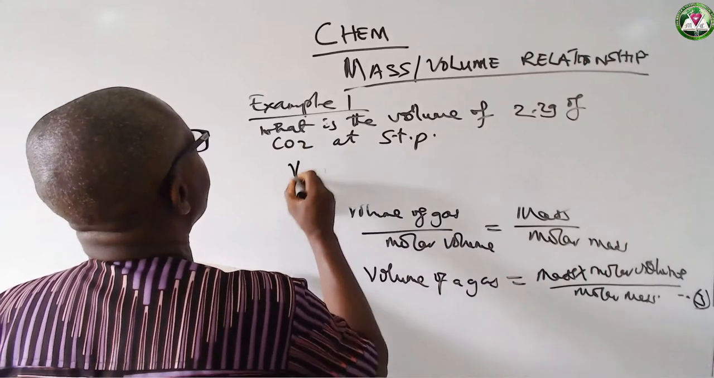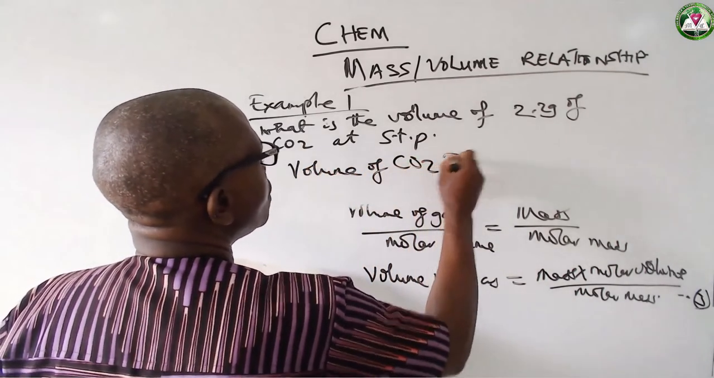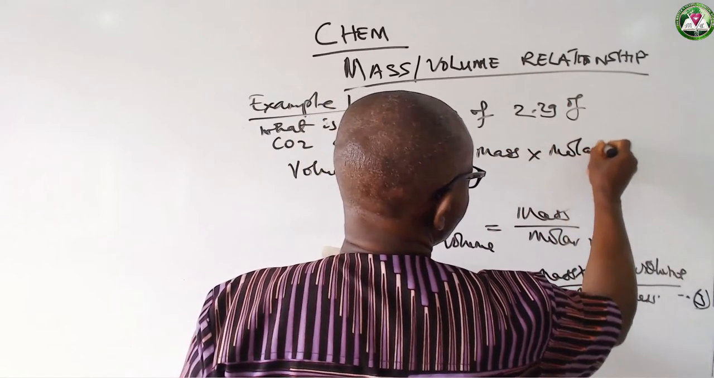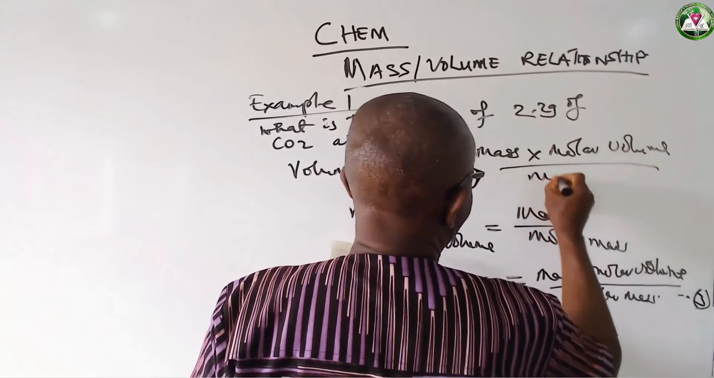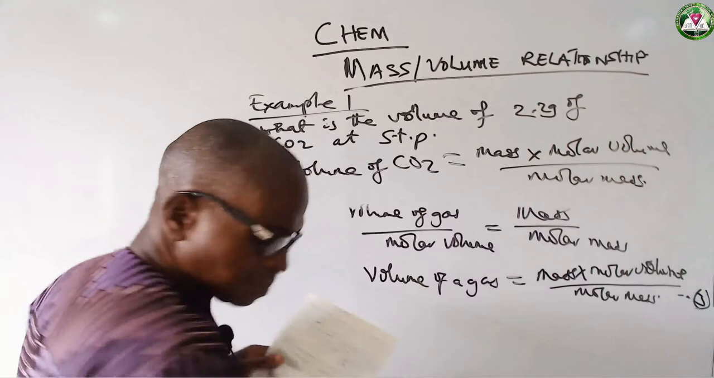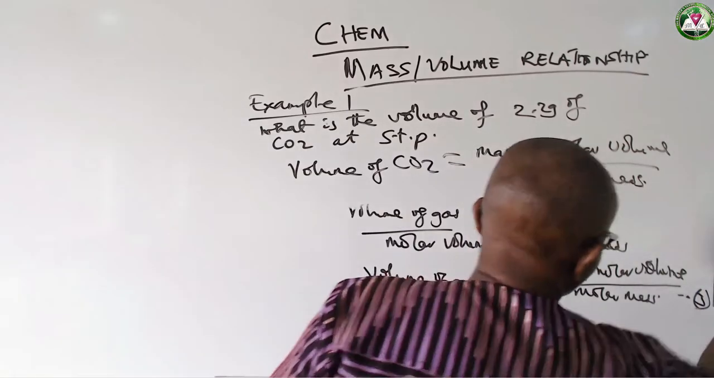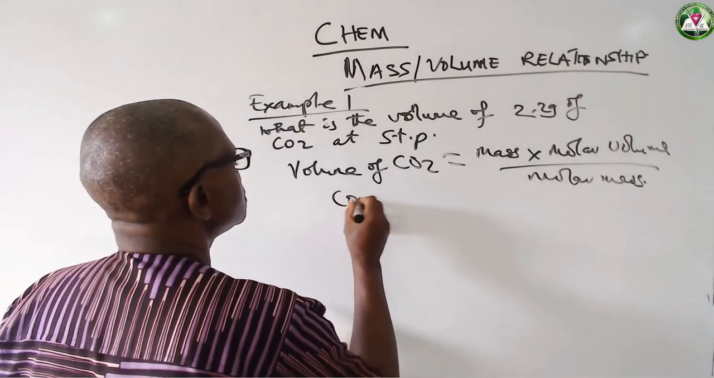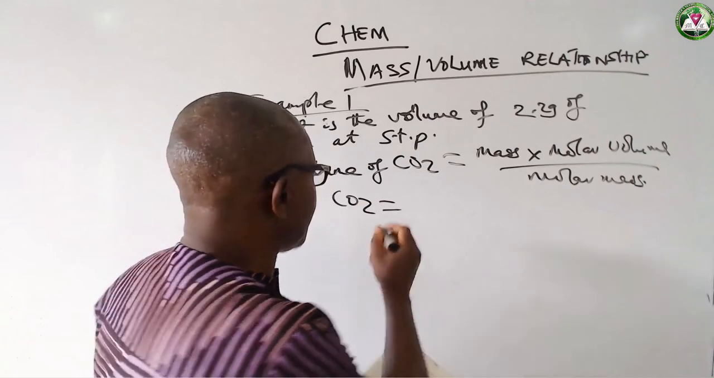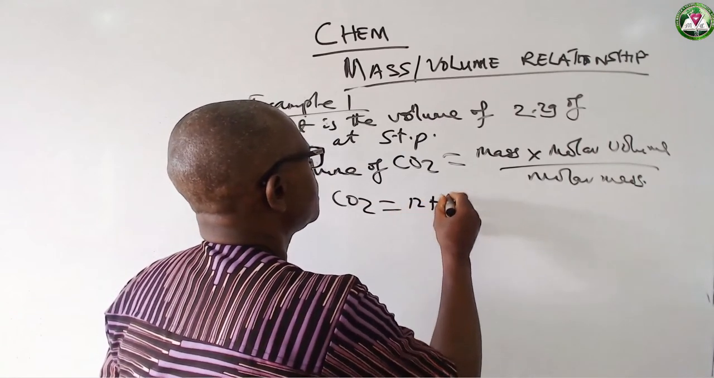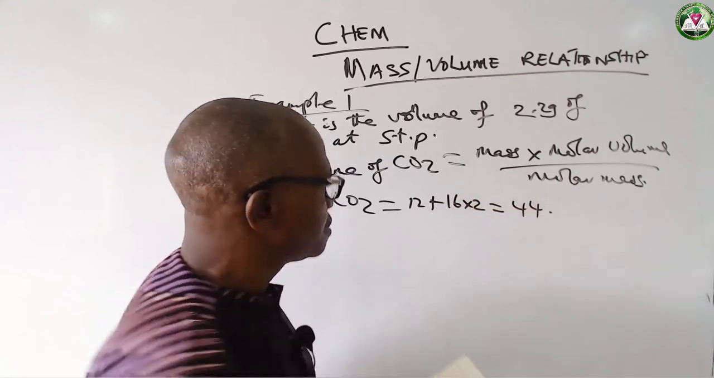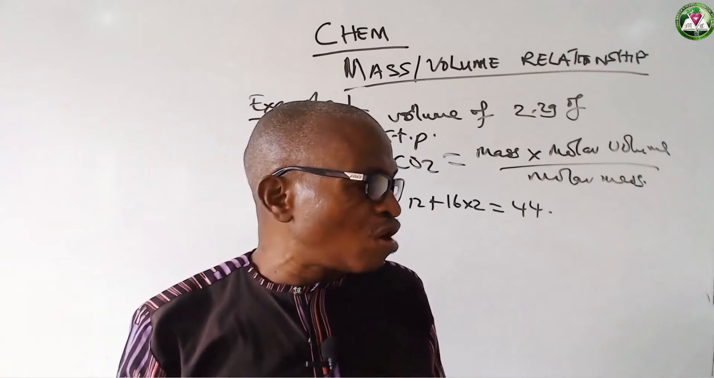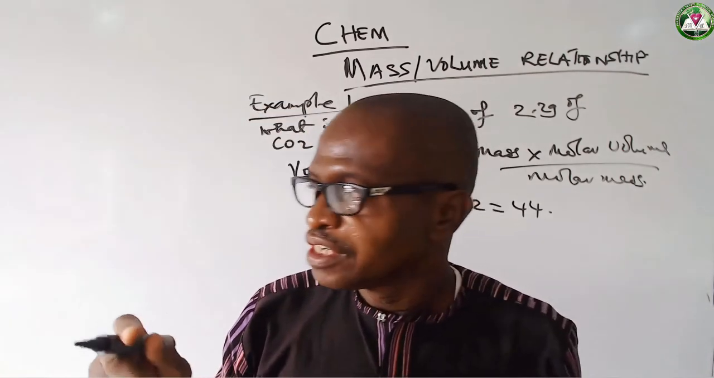What is the volume? We have volume of CO2 will be equal to mass times molar volume divided by molar mass. The molar mass of CO2 is, carbon is 12, oxygen is 16 times 2, that will give you 44. For the molar volume, I've already told you before that the volume occupied by 1 mole of a gas at STP is 22.4 dm cubed.